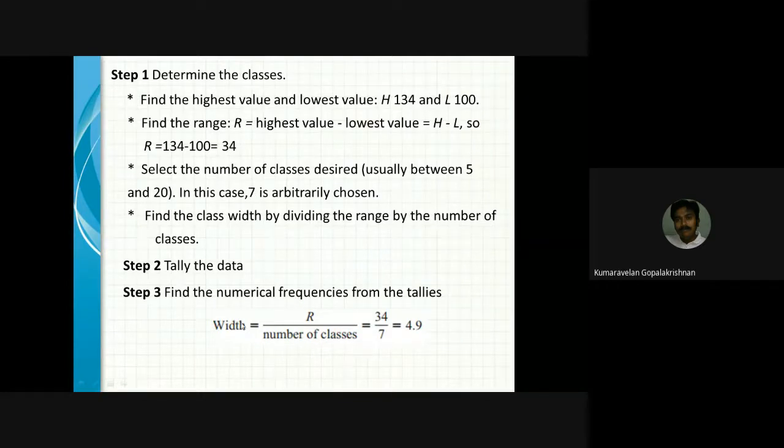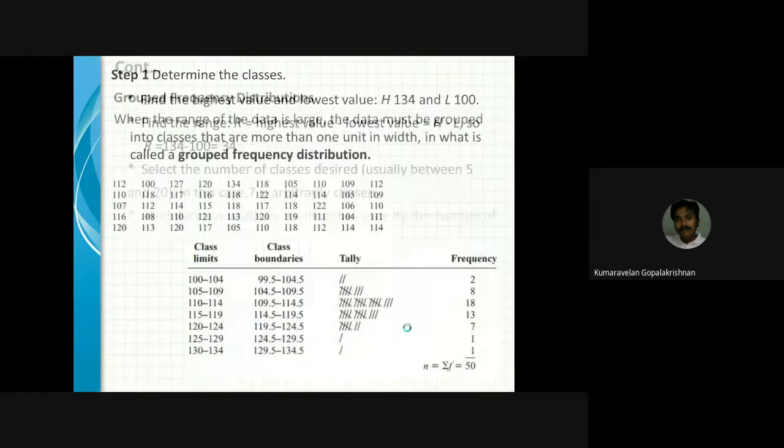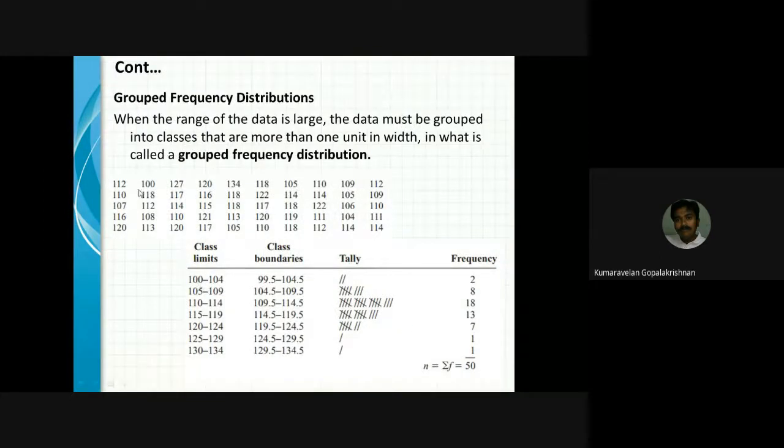Okay. Now the width is calculated by the range, that is 34, divided by the number of classes I chose, 7. So it becomes 4.9. So the interval becomes approximately 5. So I am taking the initial value as 100. With 5, that is 100, 101, 102, 103, and 104. Yes. 100 to 104. Similarly, 105 to 109. So I divided up to 134.